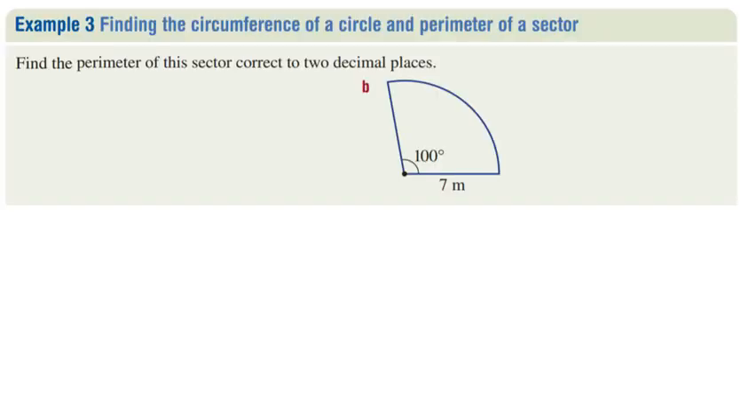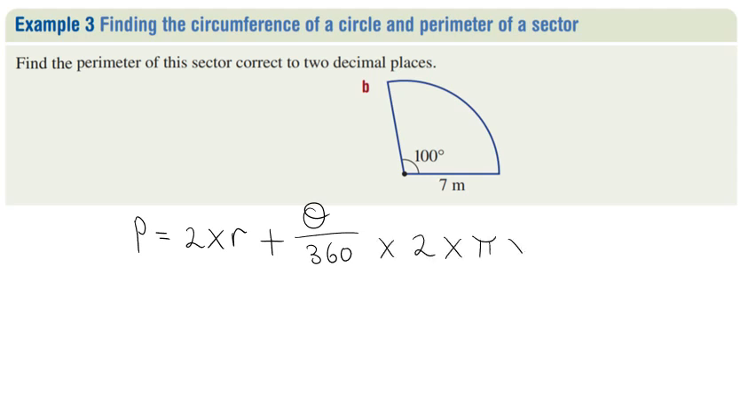Let's have a go at finding the perimeter of this sector. So we'll put the formula into action. So it's perimeter equals 2 times r plus the angle divided by 360 times 2 times pi times r. All right, so r is this side length here, which is 7, and the angle is this inside bit here, which is 100.